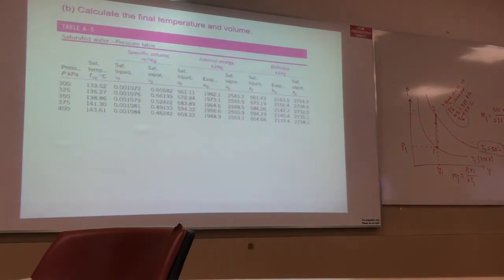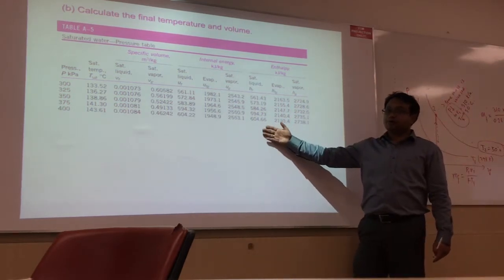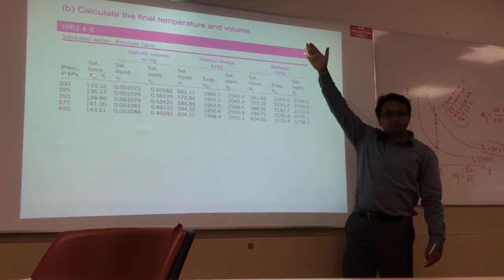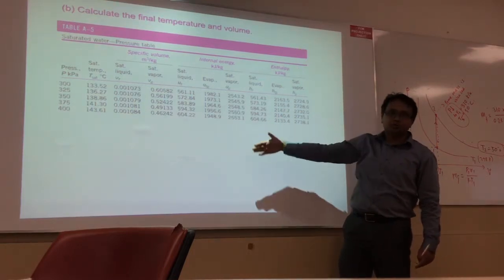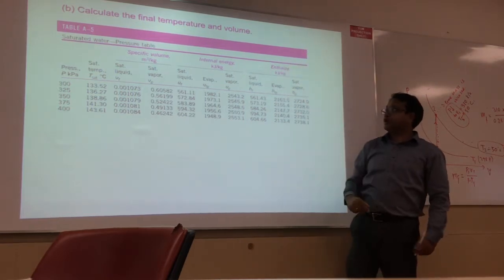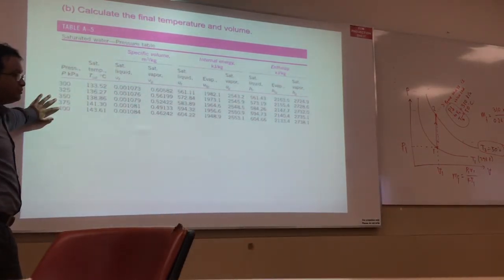So now calculate the final temperature and volume. How to know? You remember the question from the first time? Put on a stopper. When the pressure becomes 400, it goes moving up, and the final volume is double the initial volume. Okay, so here, what is the final pressure? This one, right? So what is V3? I know V3, right?